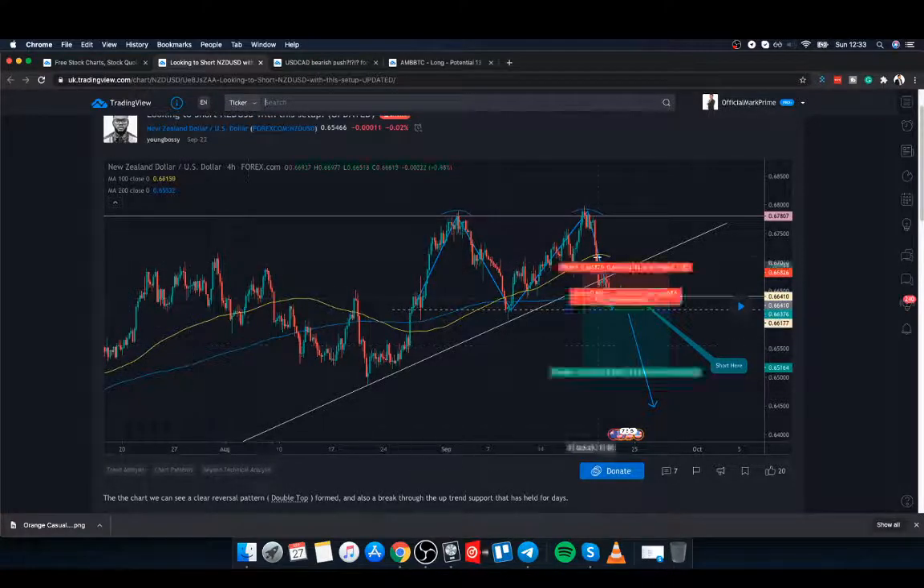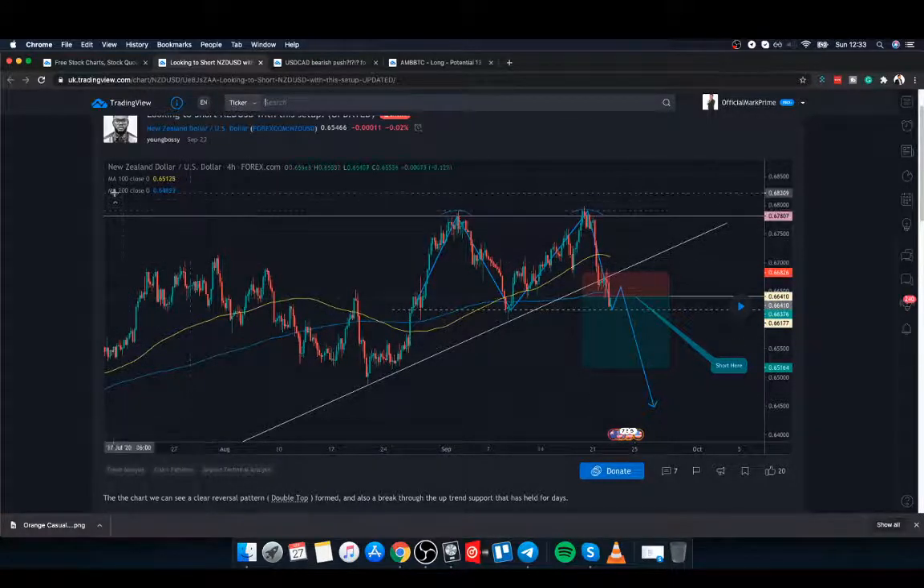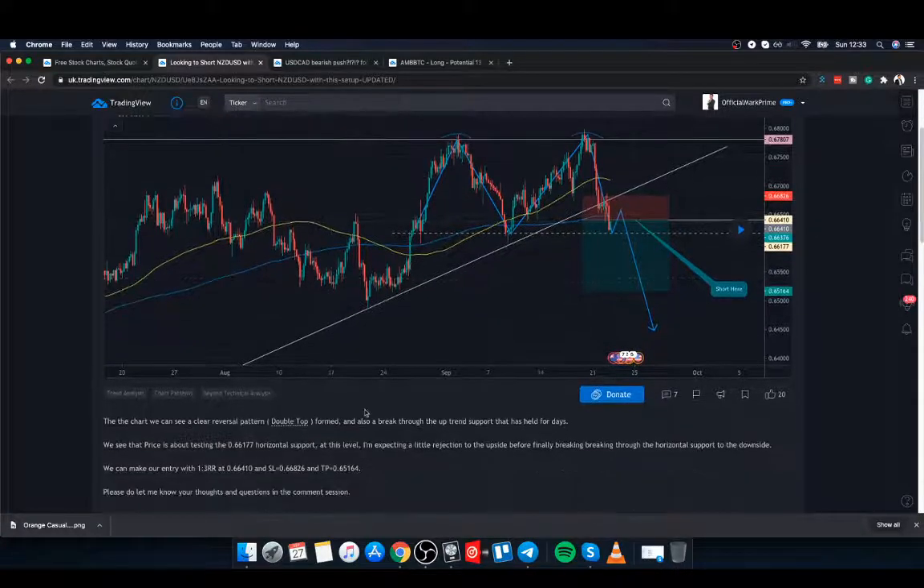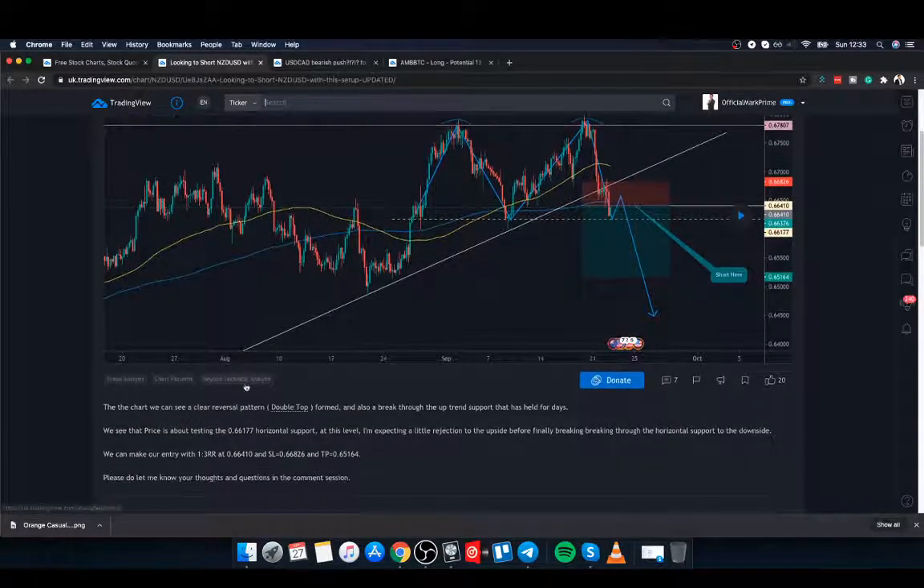So we have the two MAs. We have a couple of trend lines, resistance, support and resistance, and this pattern, which is a double top pattern, and the short position here, so the short here and the stop loss and take profit. Okay, let's see how he analyzes and elaborates this idea.